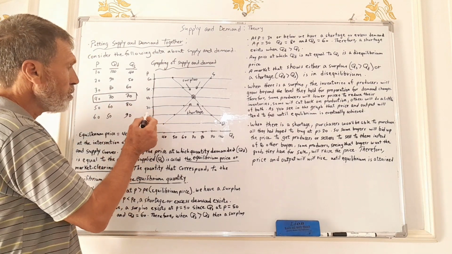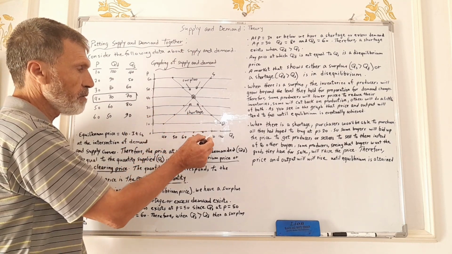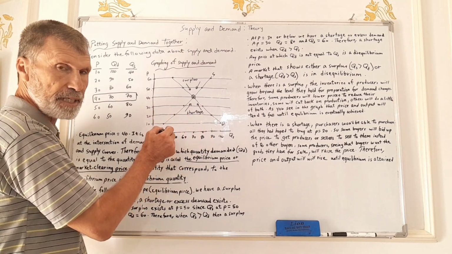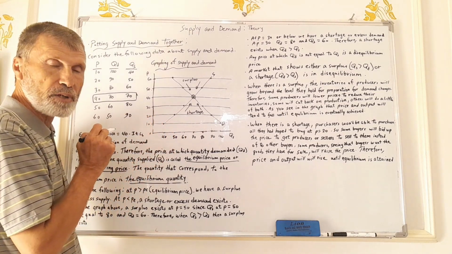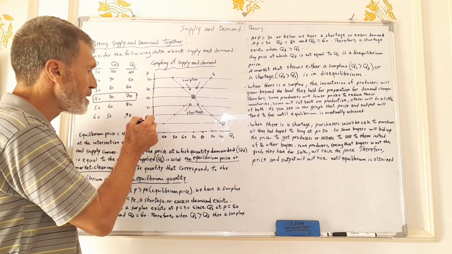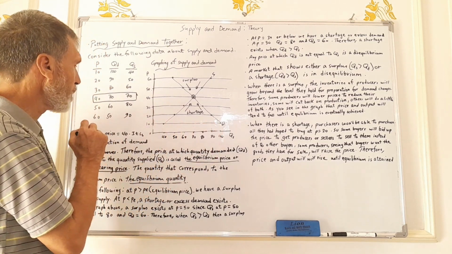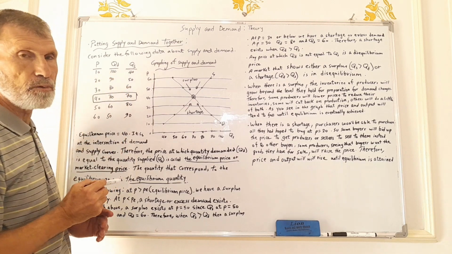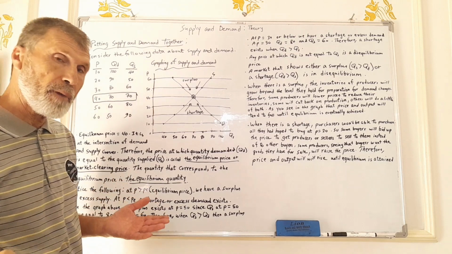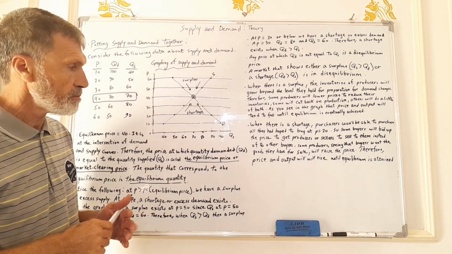Now, also at the price equal to 20, you're going to have a shortage because the quantity demanded is greater than the quantity supplied. The same thing can be said about the price equal 10, where the quantity demanded is greater than the quantity supplied. At the price equal 10, the quantity demanded is 100, and the quantity supplied is 40. So the amount of the shortage is 100 minus 40, which is 60. Great.